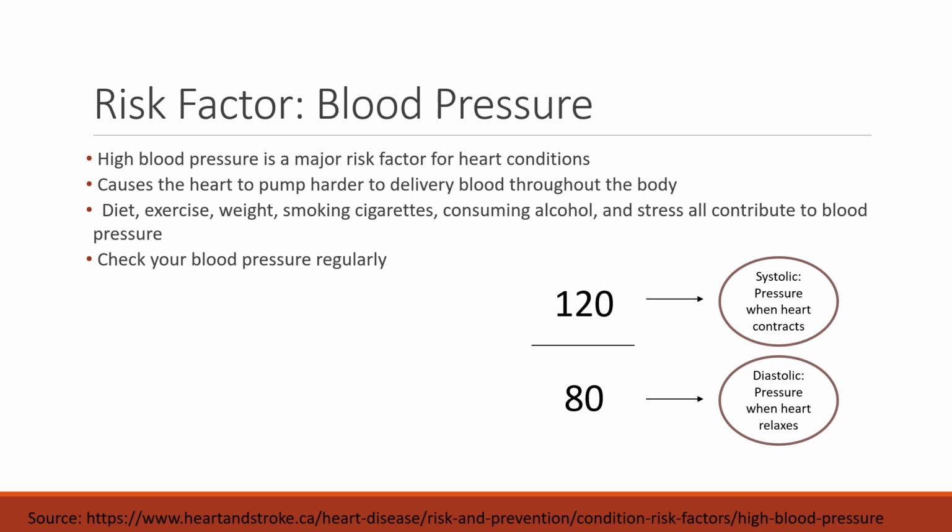Two numbers are used to represent blood pressure. The top number is the systolic blood pressure, which measures the pressure against the walls of the arteries when the heart is contracting. The bottom number is the diastolic blood pressure, which measures the pressure when the heart is relaxed between beats. Lifestyle has a significant role in blood pressure control.